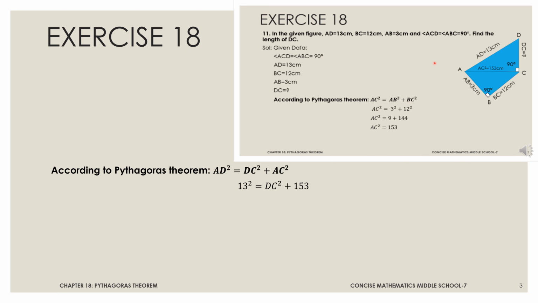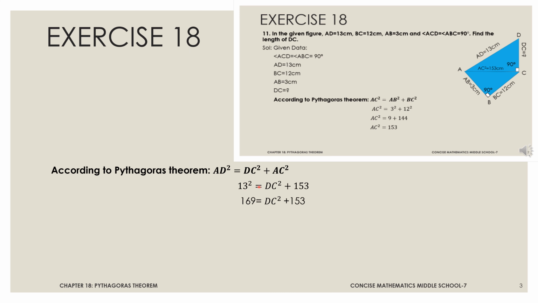So AD is 13. So 13 square is equal to DC square plus AC square, which is 153. I have directly substituted 153 over here, instead of taking a square root and again finding out the AC value, where again you need to multiply it. This 153, you will get it in decimal point. Even if you take square root of 153, you will get it in decimal point. So this is one of the easiest ways.